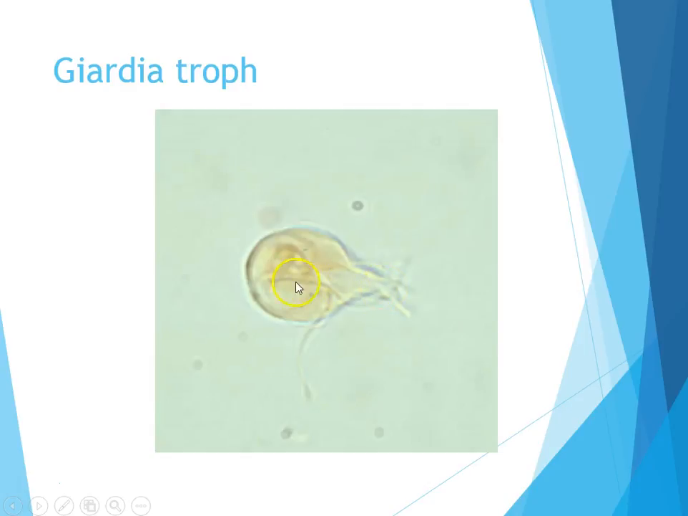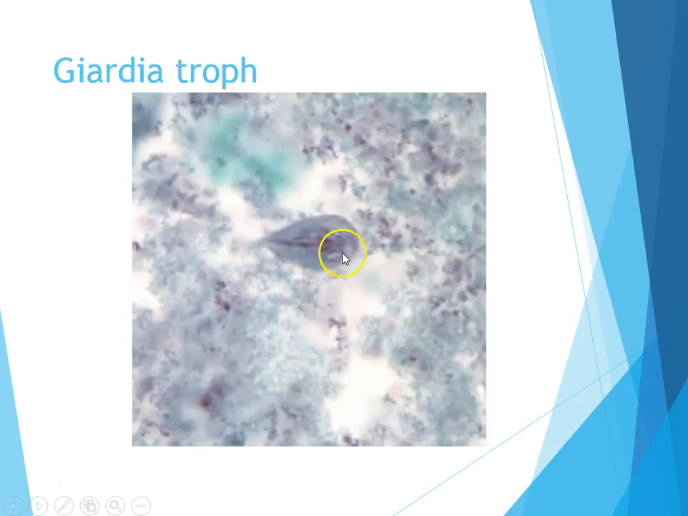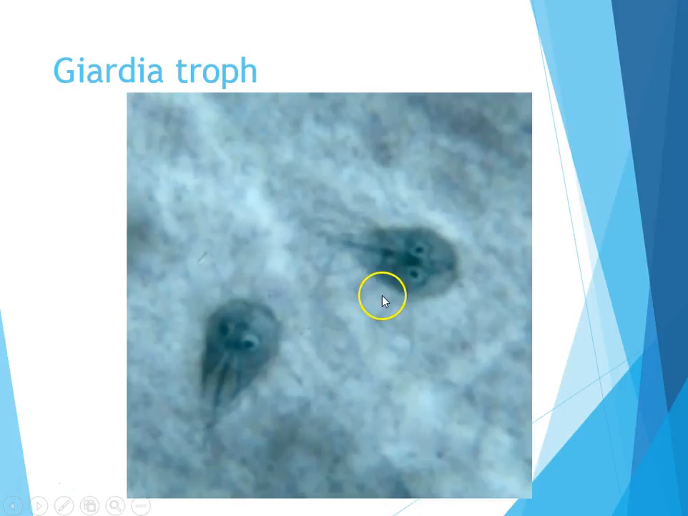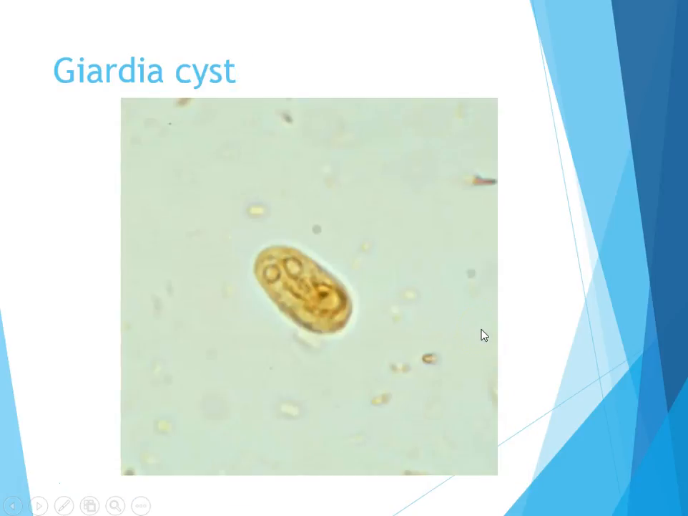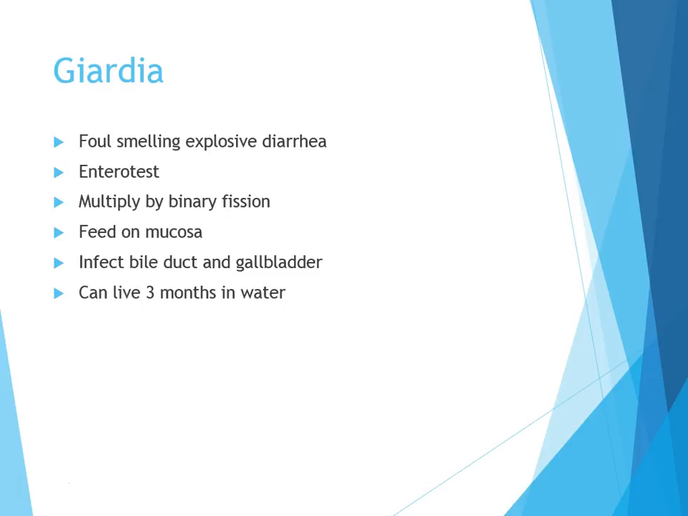This is a troph. You can't see the nuclei really well, but that's what that is. Here's the troph. These are trophs. This is a cyst. Giardia is known to cause really foul-smelling, explosive diarrhea. Of course, the stool is used. There are antibody tests that are immunoassays that are used now to quickly identify this.